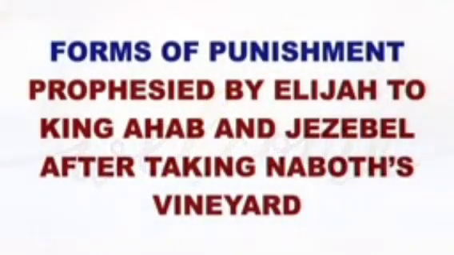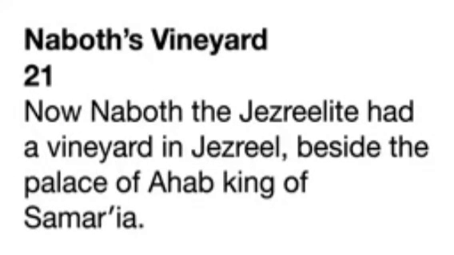Question 3B in this year's KCSE Paper 1 is forms of punishment prophesied by Elijah to King Ahab and Jezebel after taking Naboth's vineyard. First, we are going to read the Bible. First Kings chapter 21 from verse 1 to 16, the Revised Standard Version.